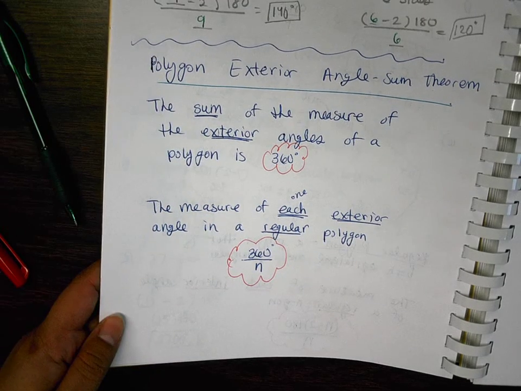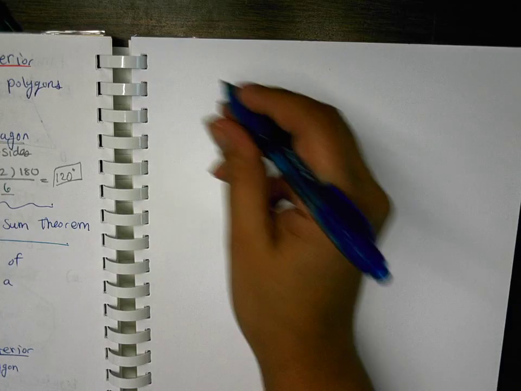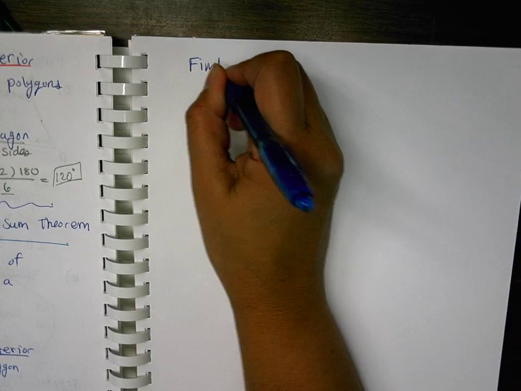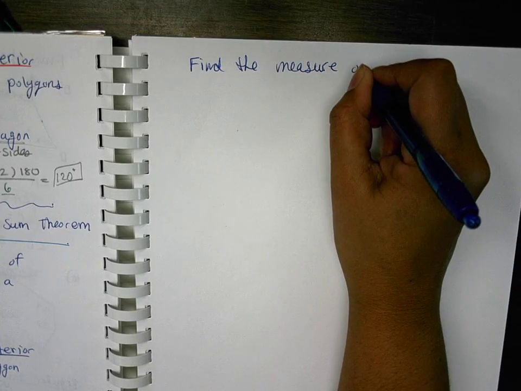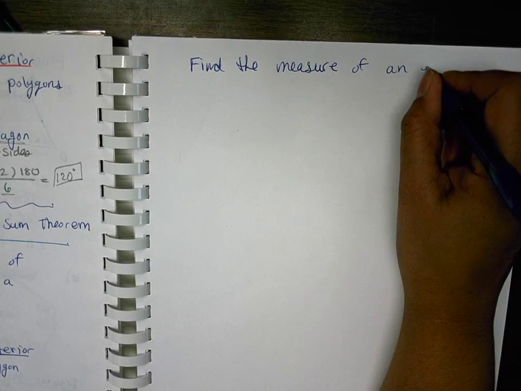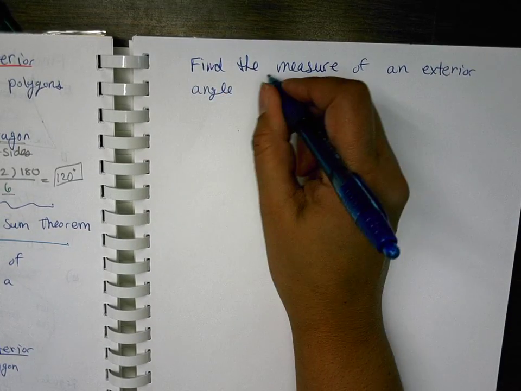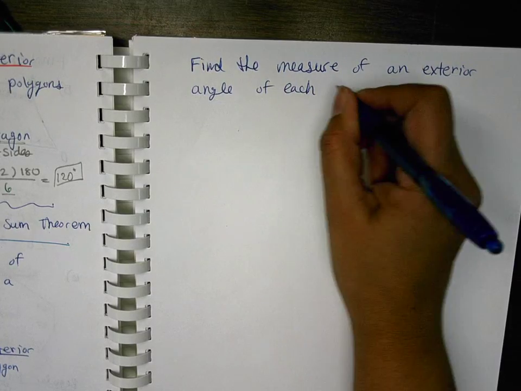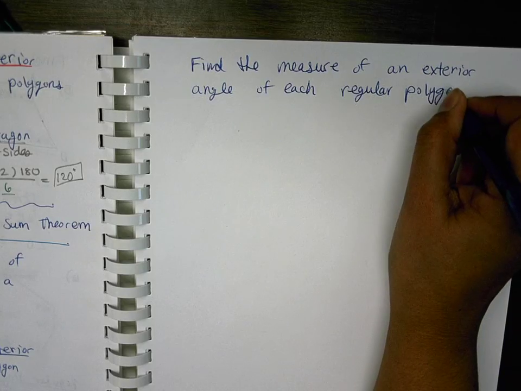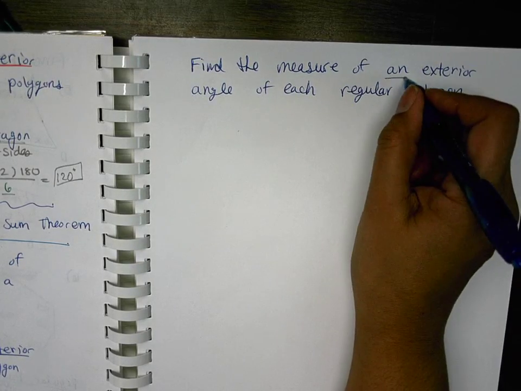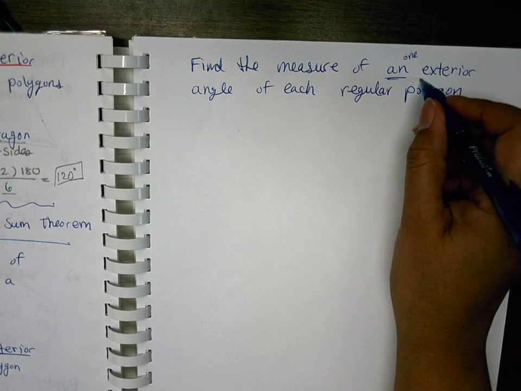Yes? Okay. I'm going to get out the worksheets. I'm going to write these problems down for you really quick. Find the measure of an exterior angle of each regular polygon. Okay, what's the key word here? An. An is the same as saying what? One. Exterior and regular. So look for the right formula.